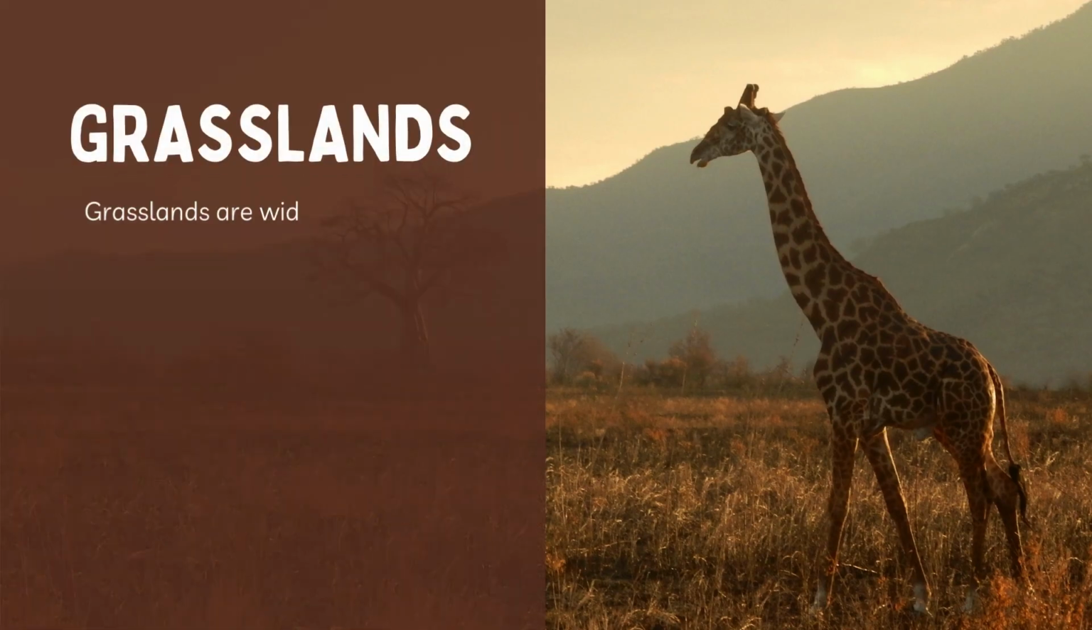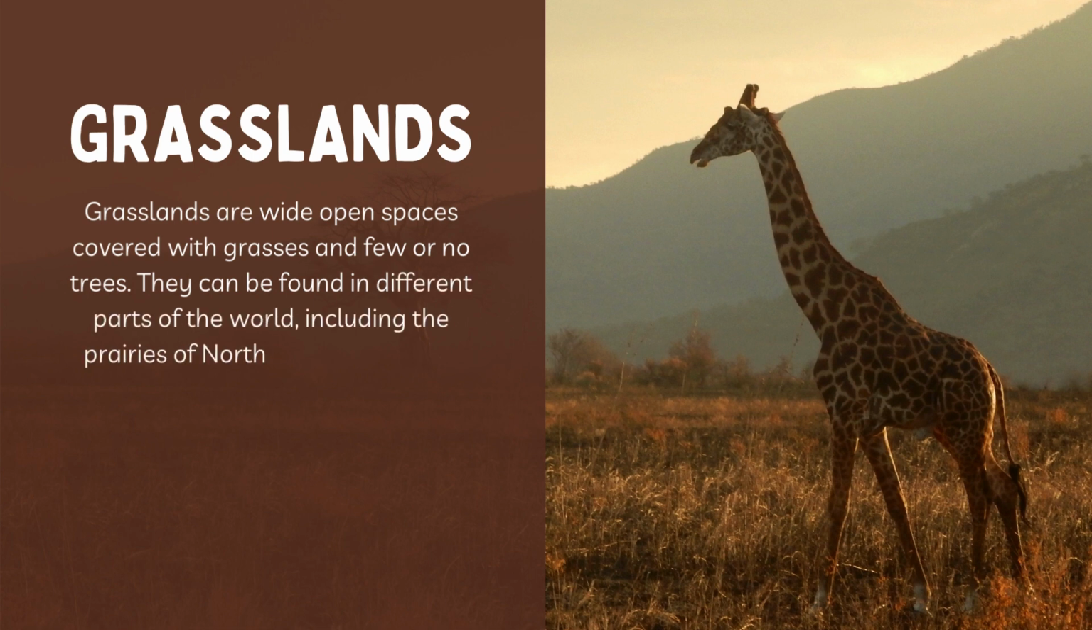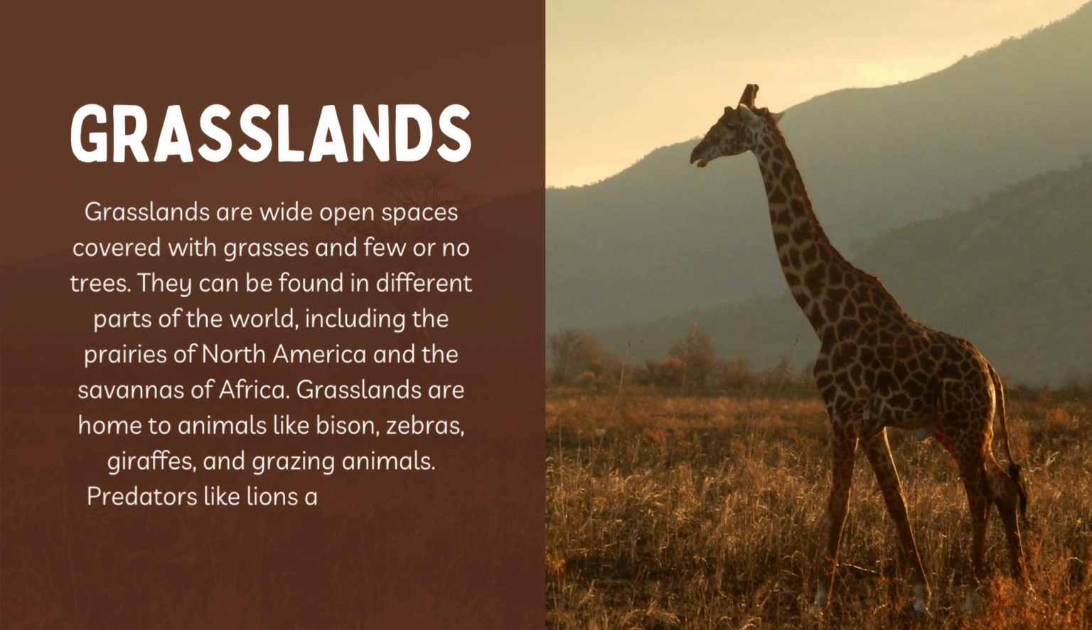Grasslands. Grasslands are wide open spaces covered with grasses and few or no trees. They can be found in different parts of the world, including the prairies of North America and the savannas of Africa. Grasslands are home to animals like bison, zebras, giraffes, and grazing animals. Predators like lions and cheetahs also inhabit these areas.